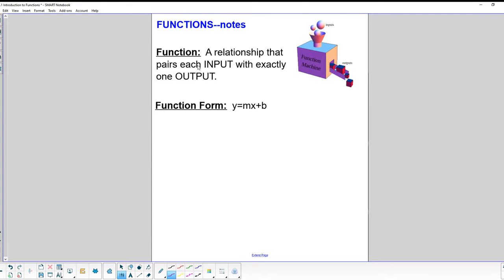Okay. So think of a function as a relationship that pairs each input with exactly one output. When we think of the equations that we've been using, y equals mx plus b, this is an equation written in what we call function form. So here's the output, and then here's where we put in our input. If we put a number into this equation and then multiply it by the slope and add the y-intercept, whatever those numbers are, we get an output.